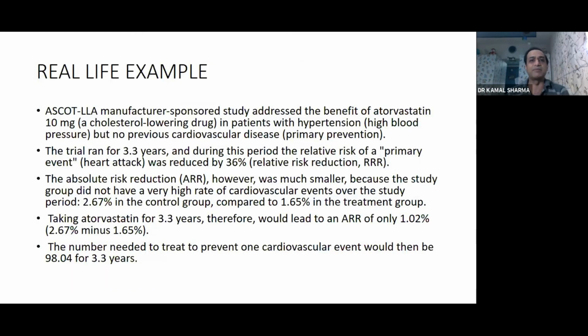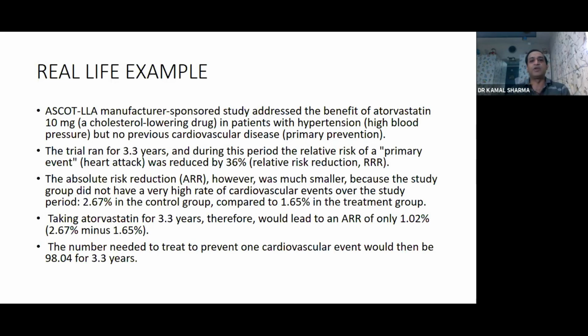So I will try to give you an example so that you can understand how to comprehend this. A real life example would be the ASCOT-LLA trial. This is the trial where atorvastatin 10 milligrams was started in patients with hypertension but no previous CV disease. This trial ran for 3.3 years. During this period, the primary event, which was defined as a new onset of MI, a new heart attack, not death, was reduced by 36% in relative risk.